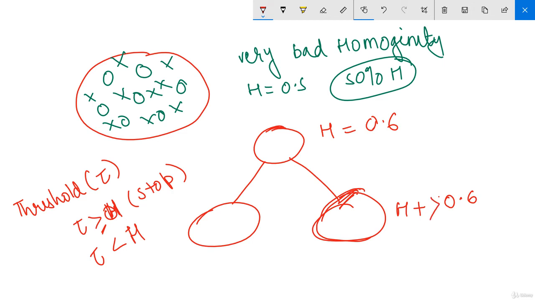Homogeneity is greater than 0.6, not even equal to. We expect maybe 0.62, 0.69 or 0.72. We expect a little higher homogeneity than our previous one. That's what I'm trying to say, and that's how it happens, right? Clear up to this?